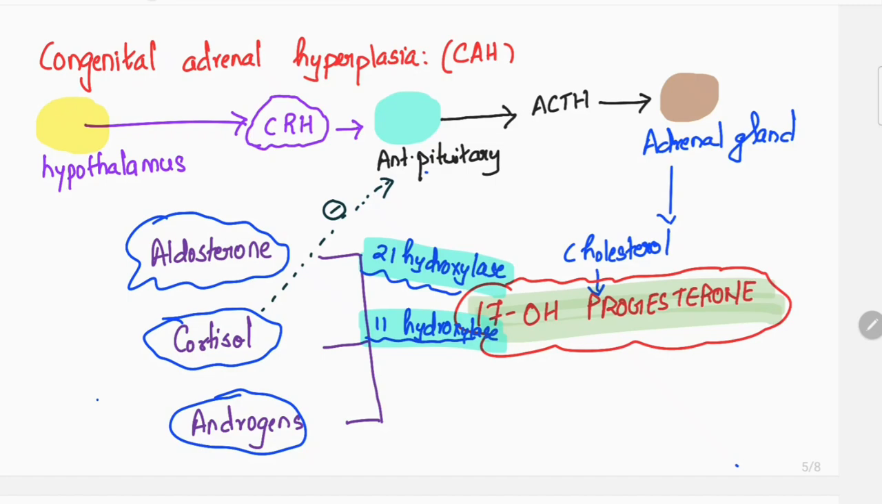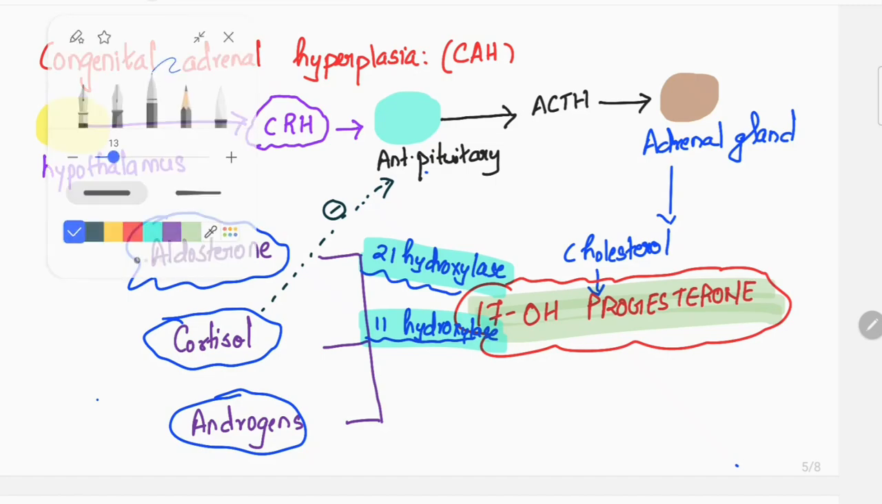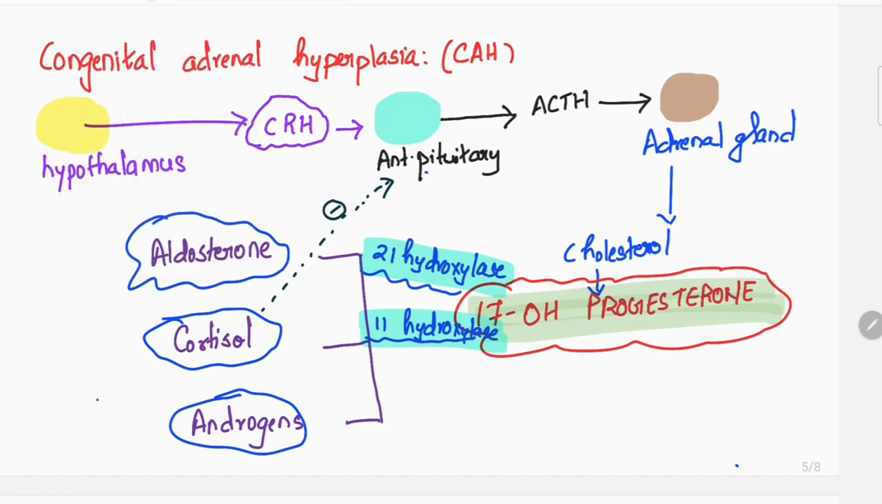Alright. So from the hypothalamus, CRH is produced. What is CRH, guys? Corticotrophin releasing hormone. So that gets produced from the hypothalamus. Now the CRH will go and act where? It goes and acts on the anterior pituitary. Because of this, the anterior pituitary will release what? ACTH.